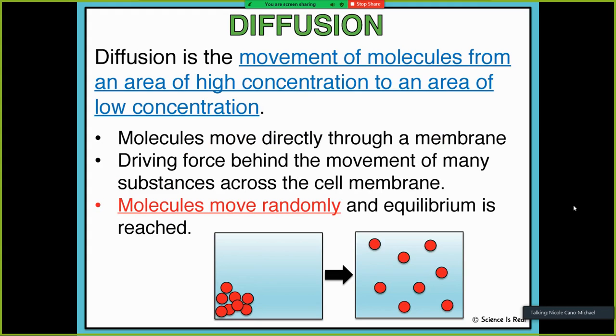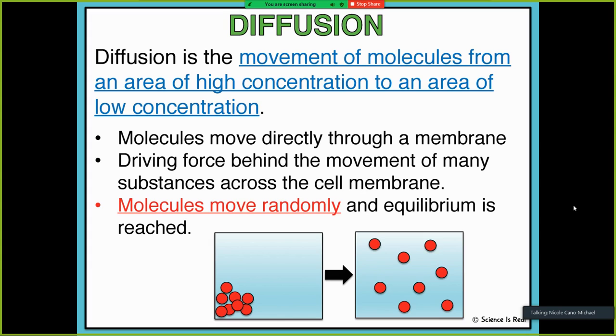So let's start with this idea of diffusion. This is part E in your note catcher. Diffusion is the movement of molecules from an area of high concentration to an area of low concentration. Molecules will move directly through a membrane. These are going to be non-polar molecules. These tend to be gases. So, like oxygen can diffuse across the cell membrane, carbon dioxide can diffuse across the cell membrane. Gases do this a lot.